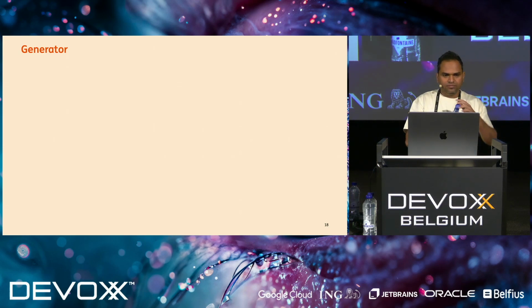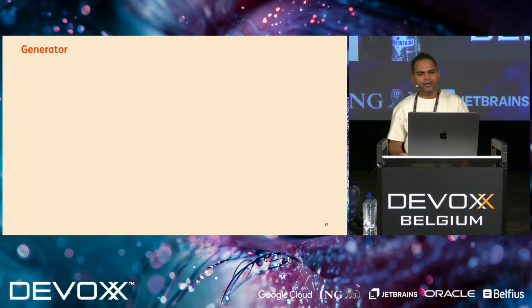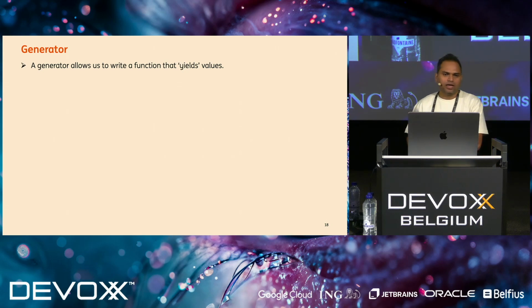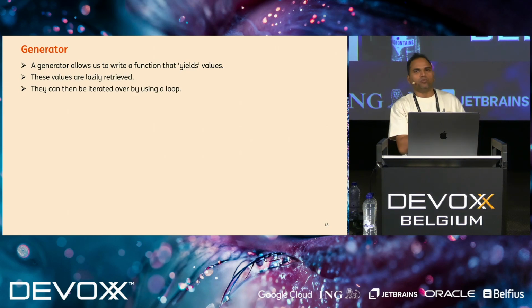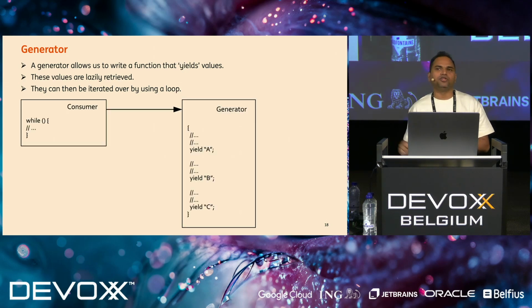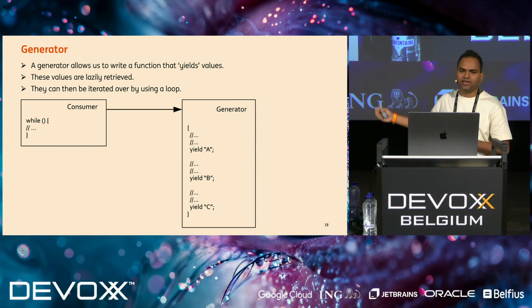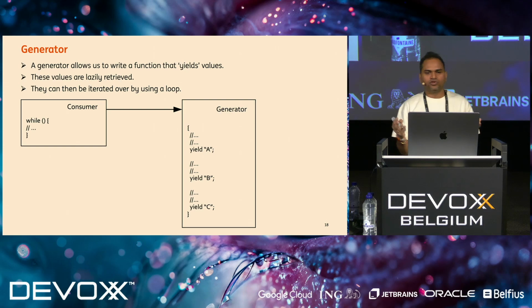First, what is a generator? A generator is actually a data structure that allows us to write a function that yields values. Normally, when you have a function, you get one value as a return. But with generators, you can retrieve multiple values, and not all of them at once. So these values are lazily retrieved. Also, they can be iterated by using a loop. For example, here you have a generator which is yielding A, B, and C. And then we have a consumer which is looping over them by using a while loop. Now, what is the use of such a generator?